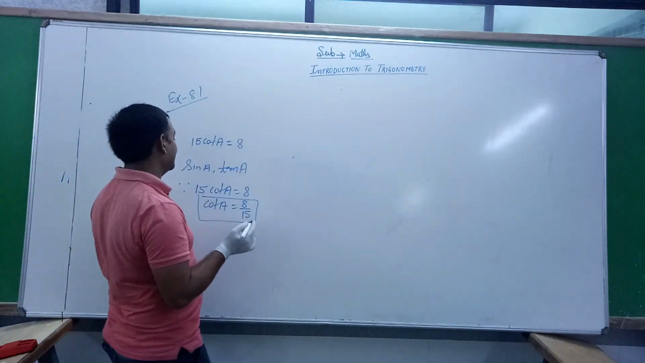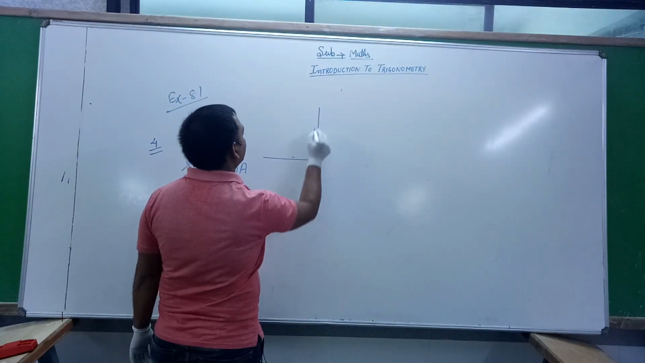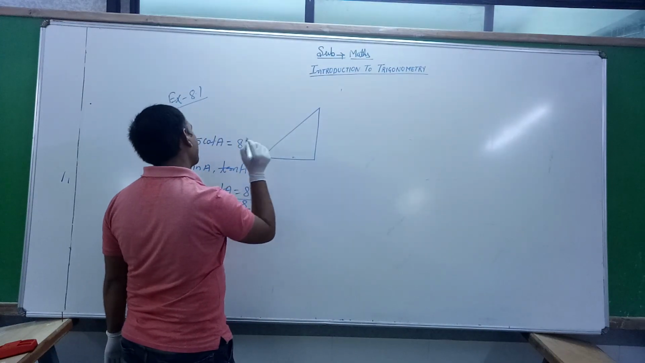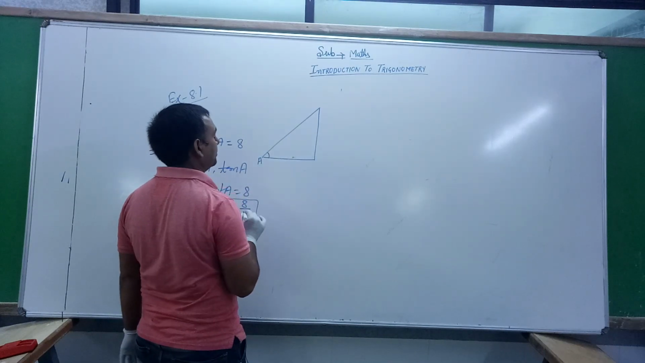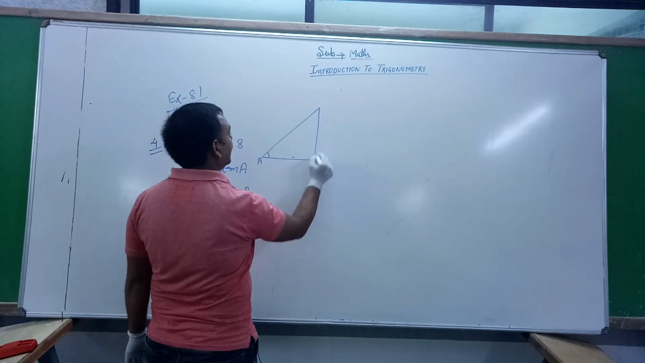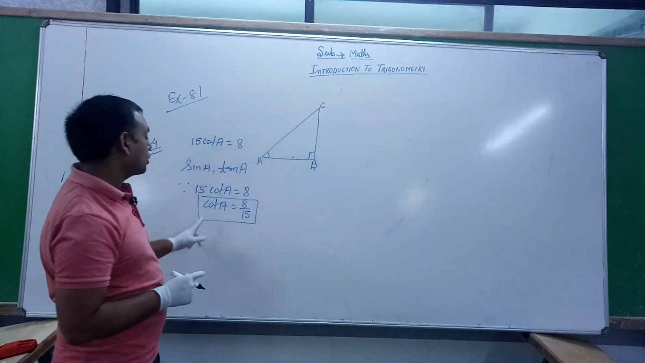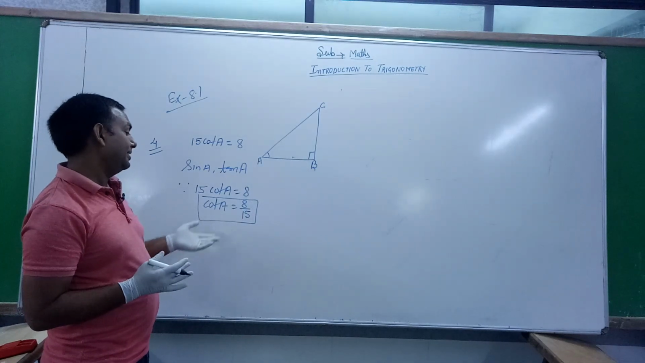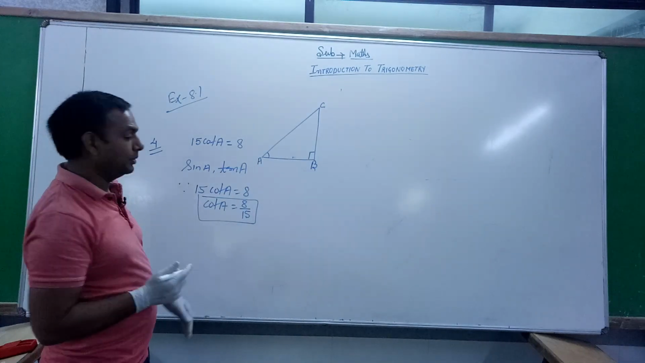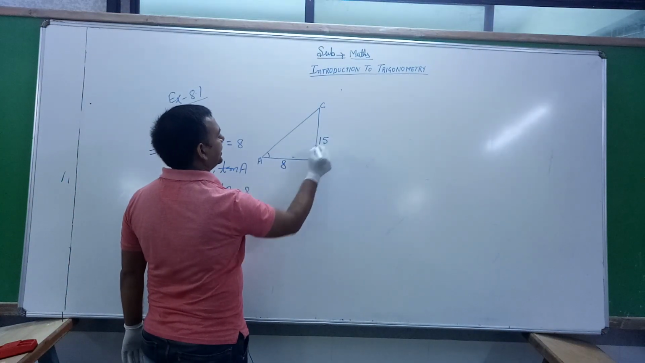First you draw a triangle. If I draw a triangle, this is the angle A, this is B, and then C. It is a right angle triangle. Here cot A means 8 upon 15, which means base upon perpendicular. So the base is 8 and the perpendicular is 15.